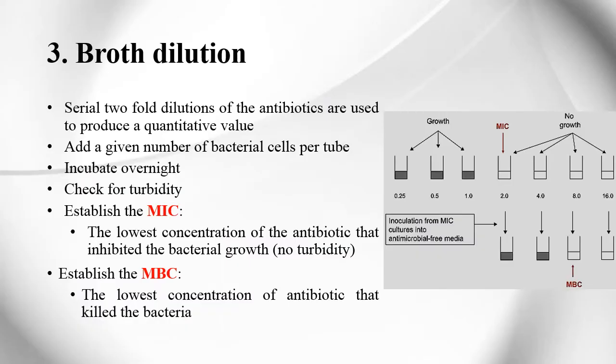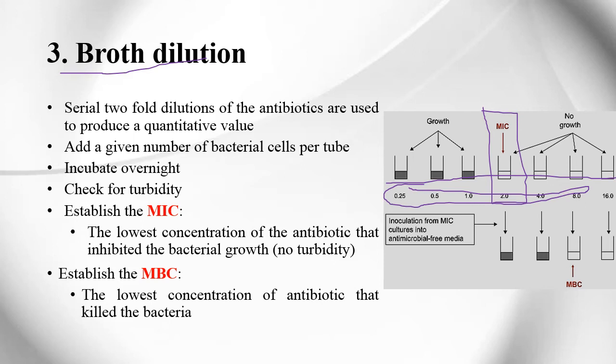Okay, the third one is the broth dilution. In order to do the broth dilution, we need a lot of test tubes, broth, as well as agar plates. First we make a two-fold dilution of the antibiotic. After that, we add a known concentration of bacteria into all the test tubes and incubate overnight. The next day, we find the lowest concentration in the test tubes that doesn't allow the bacteria to grow. For instance, if we look at this one, this test tube is the lowest concentration where the bacteria didn't grow, right? So this will become your MIC.